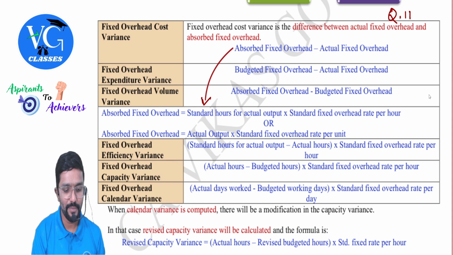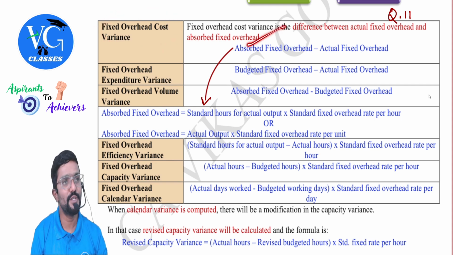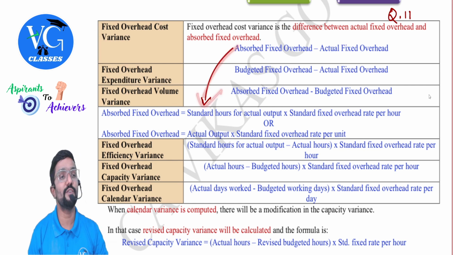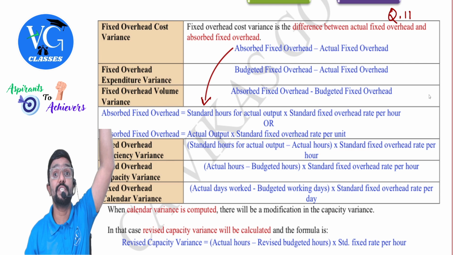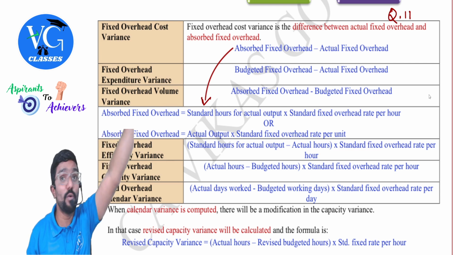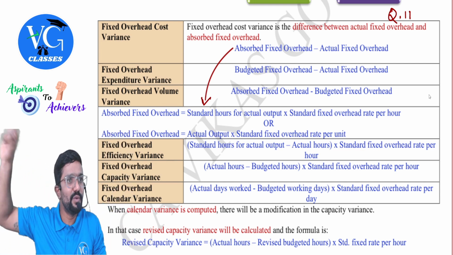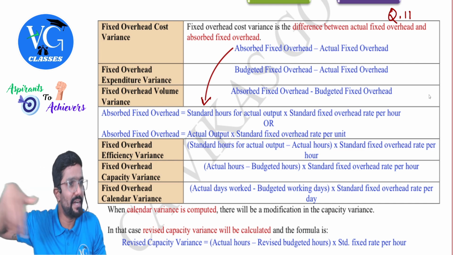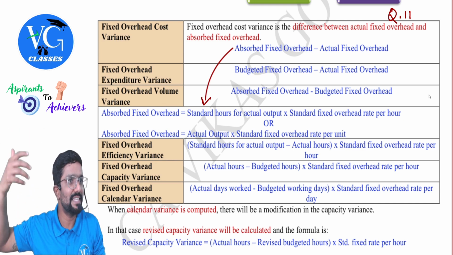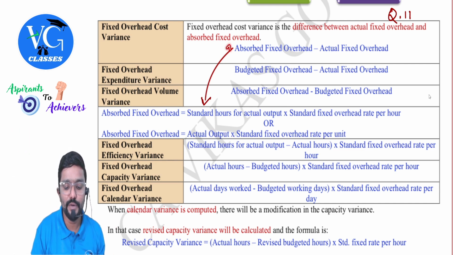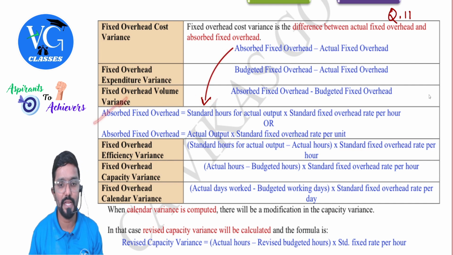What is the formula for fixed overhead cost variance? Absorbed fixed overhead minus actual fixed overhead. Sir, how do we calculate the absorbed fixed overhead? Recall your overhead knowledge. We will first fix the predetermined overhead rate and assume it is 100 rupees per unit. For each and every unit we produce, how much will we be absorbing? 100 rupees. Correct? So, absorbed can be calculated in two ways. I have written the equation here.